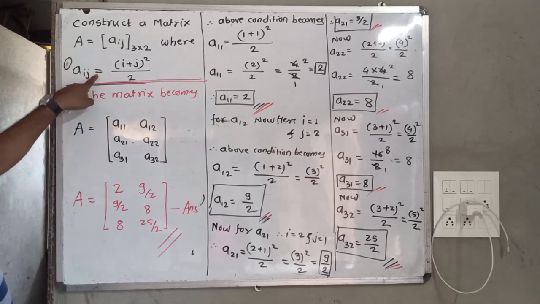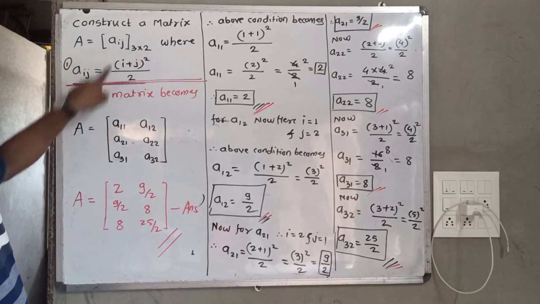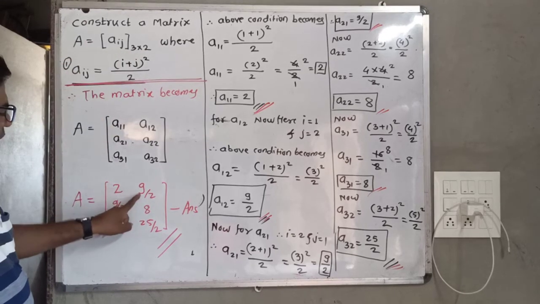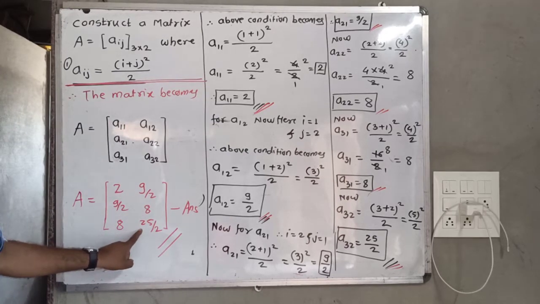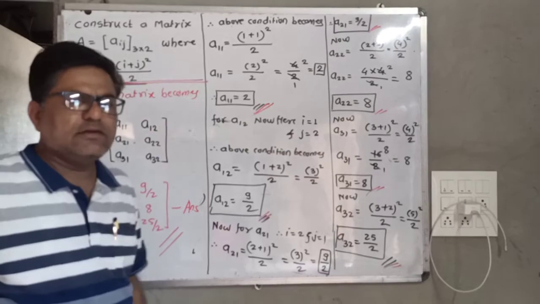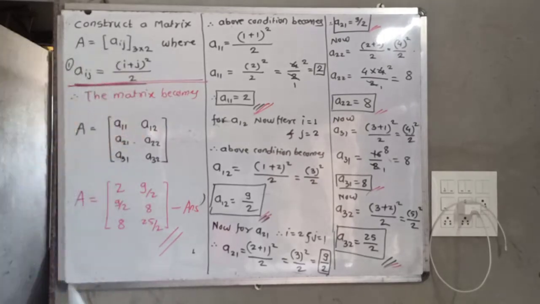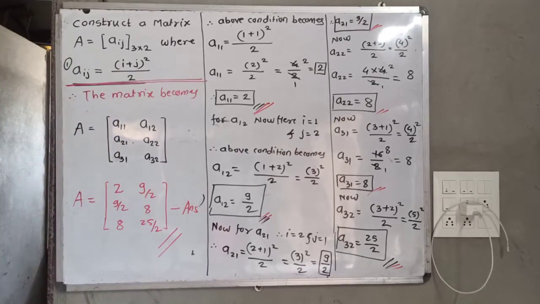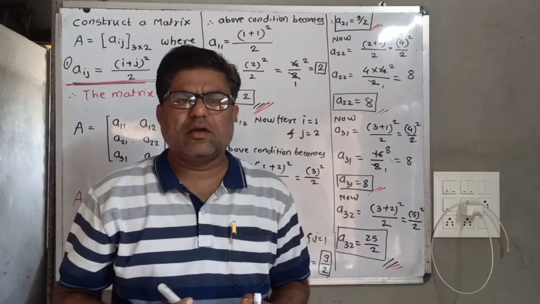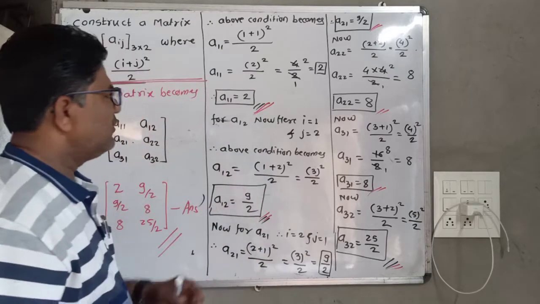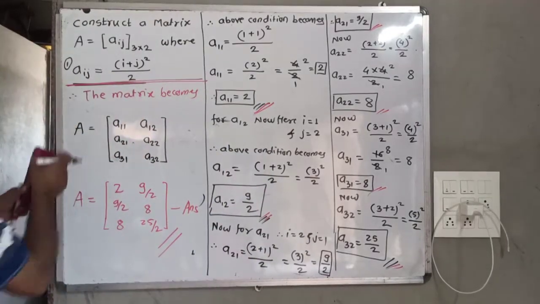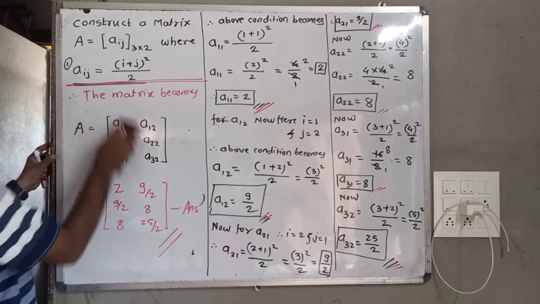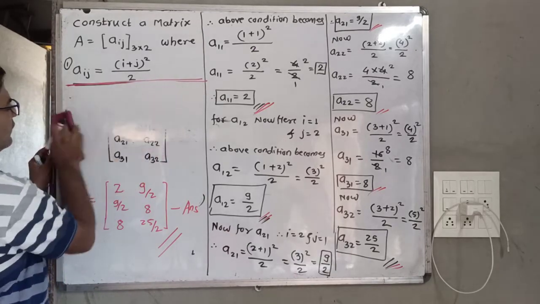For this condition, the given 3 by 2 matrix will be what? 2, 9 by 2, 9 by 2, 8, 8, 25 by 2. Okay, just take a screenshot. Okay, this is your example. Now just you for homework. Okay, I am going to rub this.